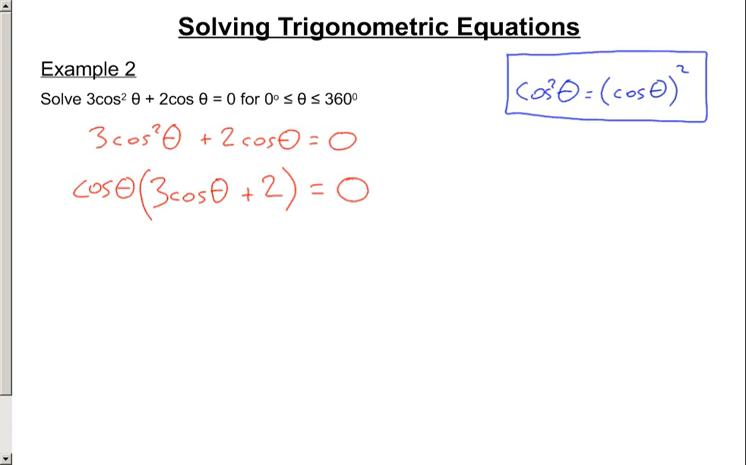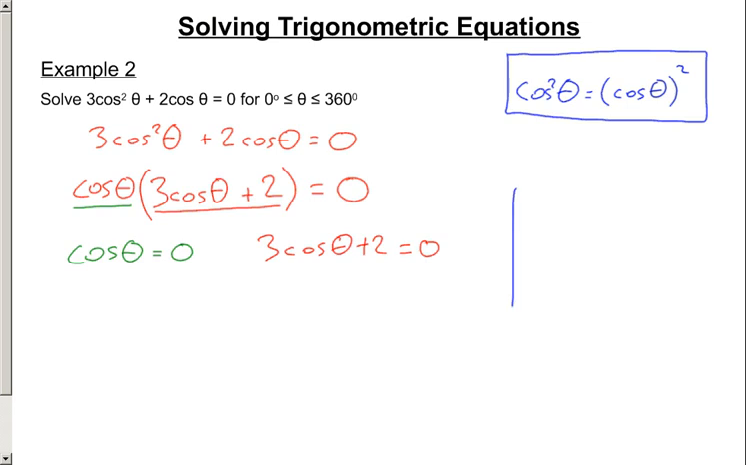Now we've got 2 parts to this. We've got cos theta, and we've got 3 cos theta plus 2. And each of those could be equal to 0, because if we've got 2 things multiplied together and they equal 0, one of them is equal to 0. So we either have cos theta equals 0, or we have 3 cos theta plus 2 is equal to 0. And cos theta is equal to 0. We can find the answers to that.